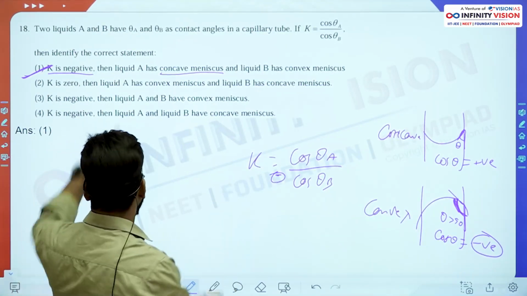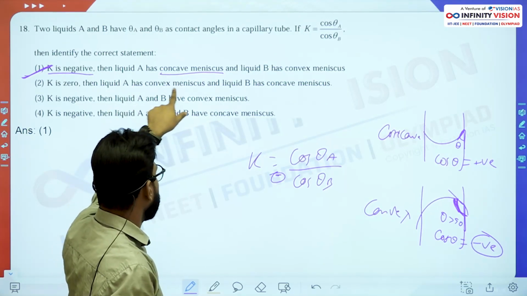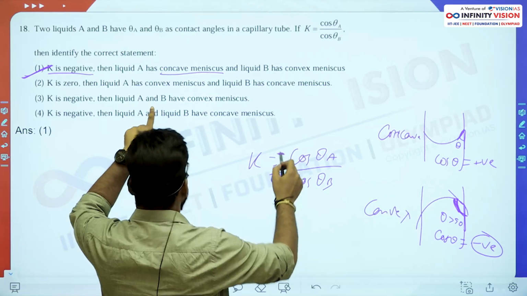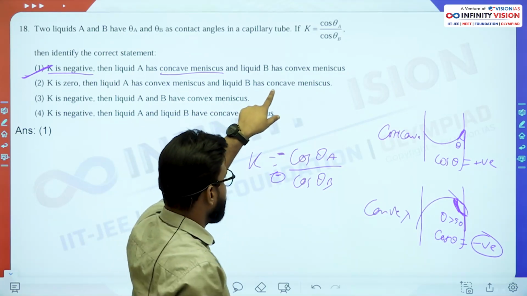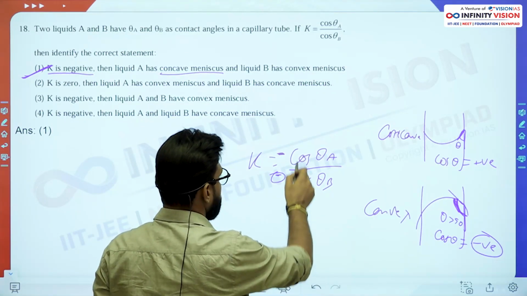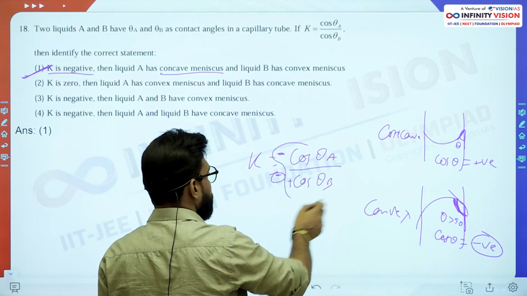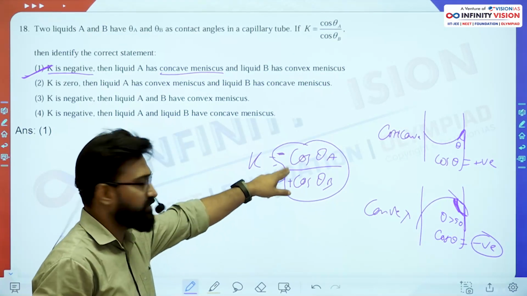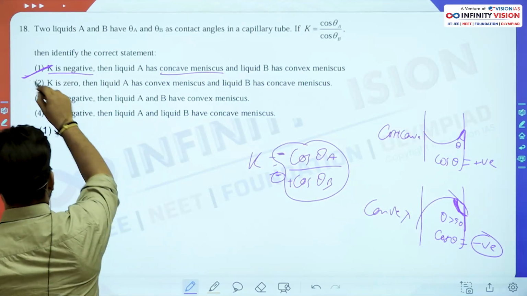For the second option, K is 0. If K is 0, liquid A has convex meniscus, that means this would be negative. And liquid B has concave meniscus, then this would be positive. In this particular case, if it is positive and negative, this can't be 0. You will get a certain negative value. Okay, so this option is wrong.